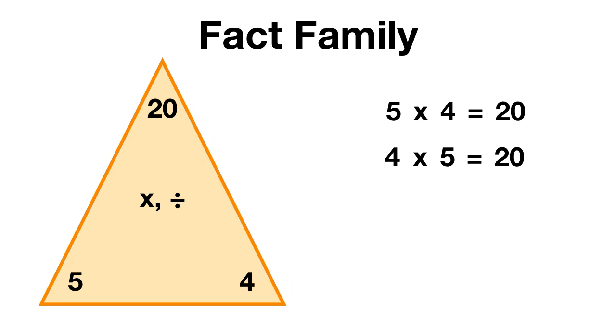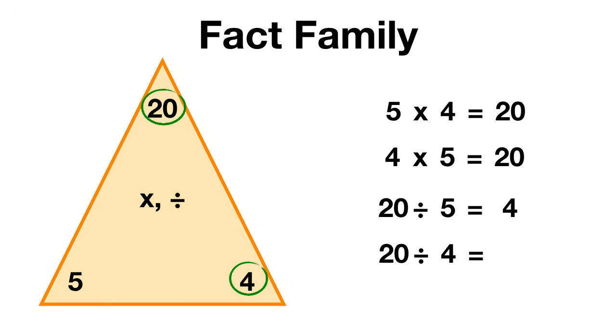Let's say I wanted to figure out what 20 divided by 5 equals. Well, in my fact family, I can see that my equation has a 20 in it, and it has a 5 in it. So these two numbers are missing the 4. 20 divided by 5 does equal 4. You could also check with 20 divided by 4. When you do this, you've used your 20, and you've used your 4, so the answer must be the 5. 20 divided by 4 equals 5.